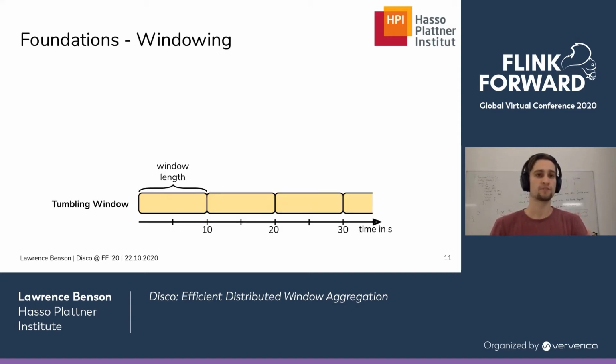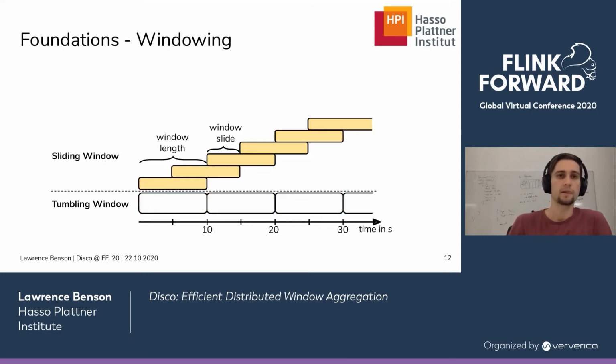So let me give you a quick background. I guess for most of you, this is nothing new, so everyone's on the same page. We have tumbling windows that are just defined by window length. So when one ends, the next one starts. Then there's sliding windows, which also have a length, but also a slide. That means they have some kind of overlap.